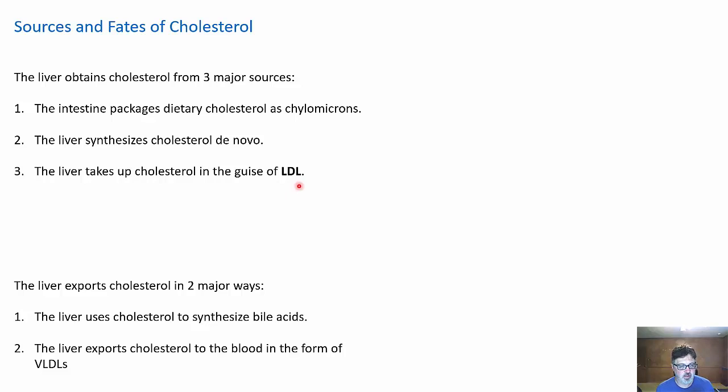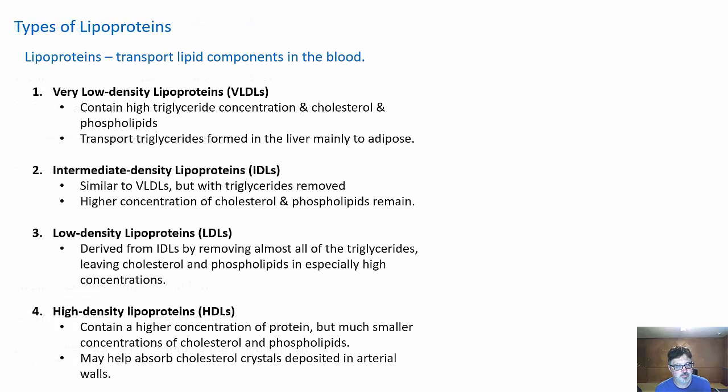As for removing the cholesterol, if you want to get rid of it, the liver can export the cholesterol in a couple of different ways. Number one, it can use the cholesterol to make new bile acids and then release the bile acids into the biliary tract. But it can also export the cholesterol to the blood in the form of VLDLs. And of course, when that happens, the cholesterol circulates into the plasma and then can be deposited into other tissues, like your blood vessels, if you would.